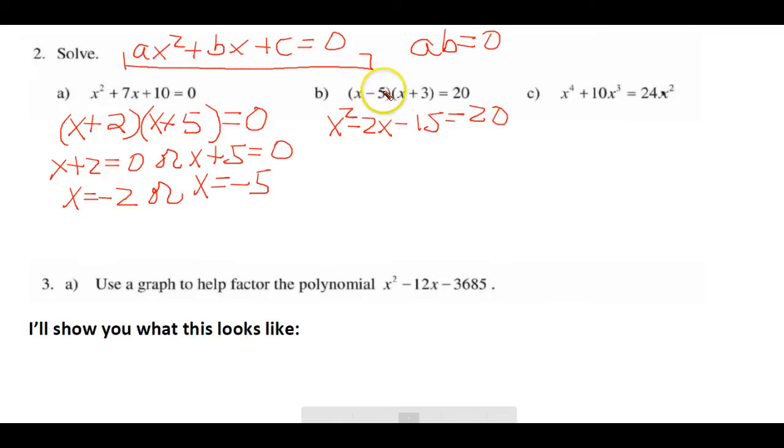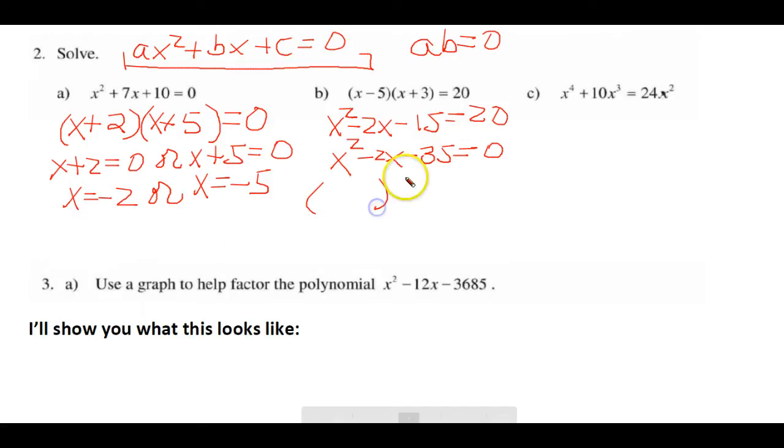I'm just foiling. And I did this part in my head. I think it looks good. Now I put it in standard form. x squared minus 2x. Now I'm going to bring this 20 over to this side as a negative 20, this becomes a negative 35 equals 0. Now we have it in standard form.